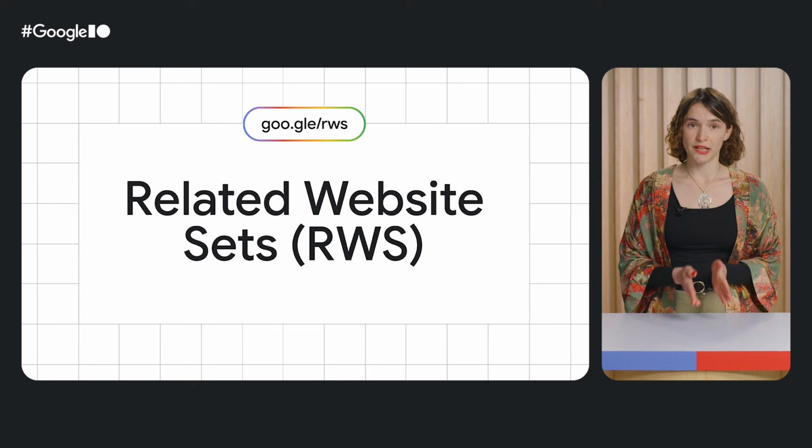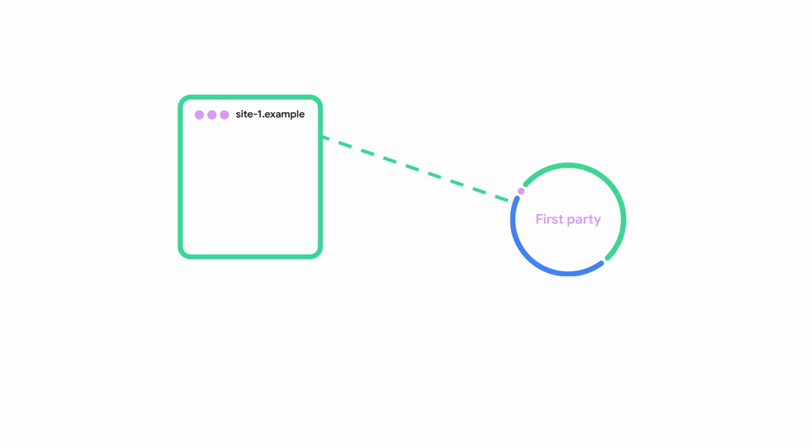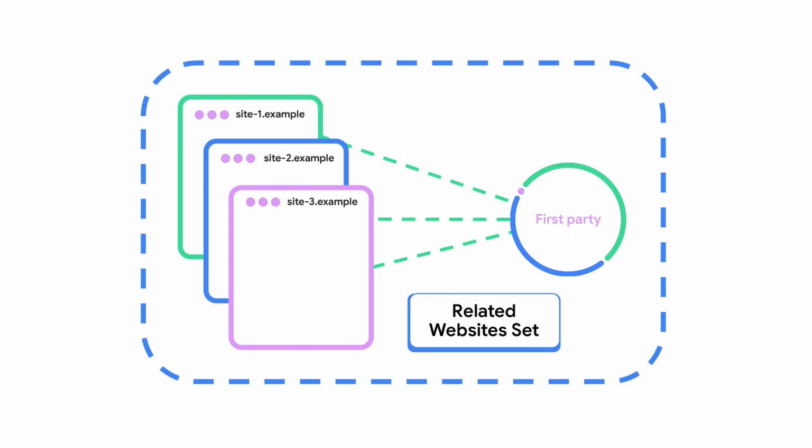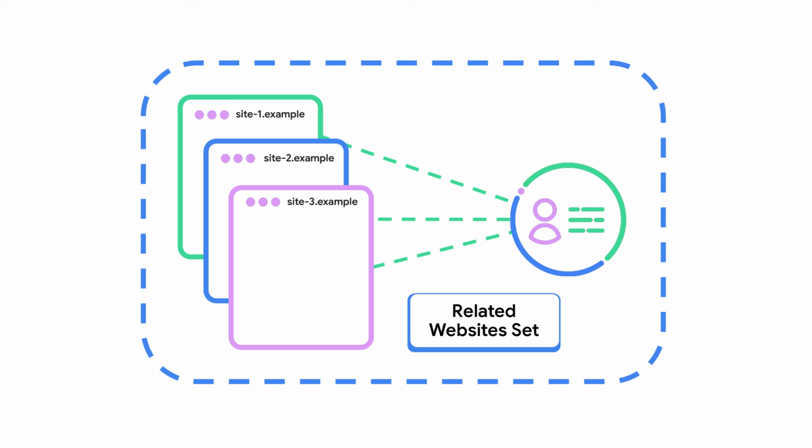Let's take a look at related website sets. For example, if you own multiple related sites, you can declare relationships between them using related website sets. Within a set, browsers allow limited third-party cookie access. Related website sets are useful if you own multiple sites that rely on a service that you also own. It can be, for example, an in-house identity service, or perhaps something like a payment link service that resides on a different domain from the main solution.